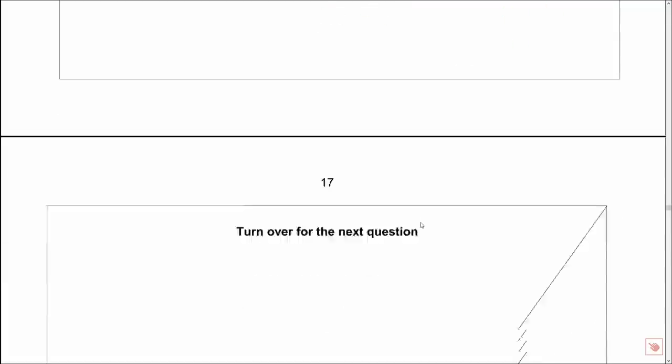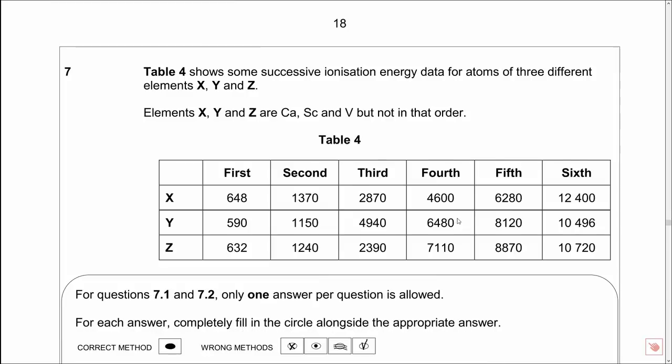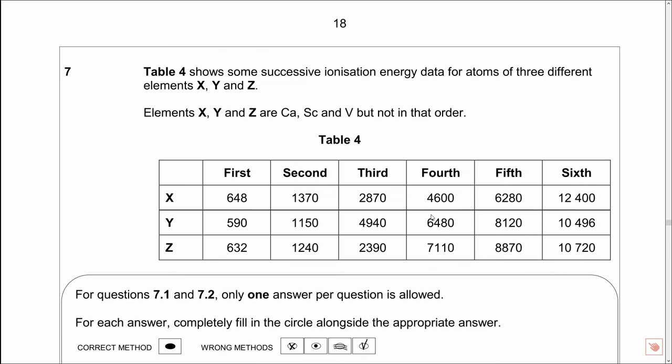I enjoyed question six. I'm sad to see it go. I'm making good time through the paper now. Oh, we're on to... Oh, this is the last bit now, I believe. I think we are now into... Oh, no, we're not.